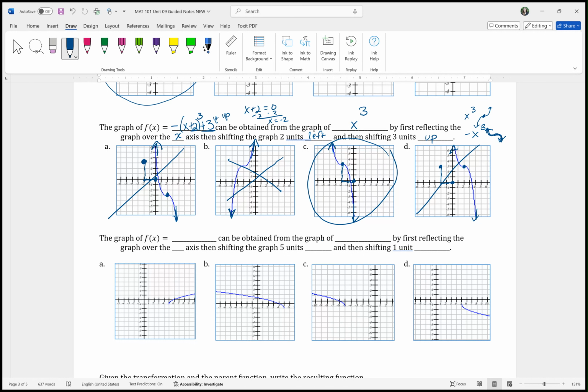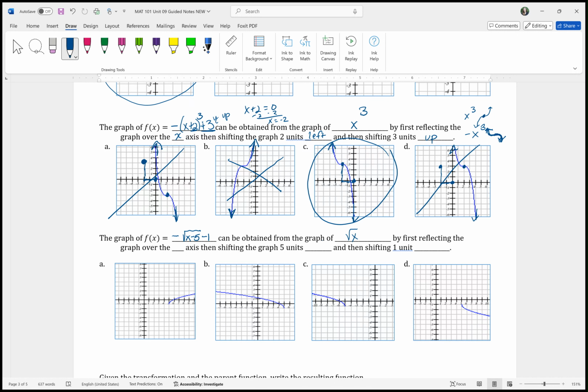All right. We are starting with the graph of f of x equals negative square root of x minus 5, minus 1. Negative square root x minus 5 minus 1. Okay, this graph can be obtained from the graph of, what's the parent function? Parent function here is going to be square root of x. Okay, by first reflecting the graph over what axis?